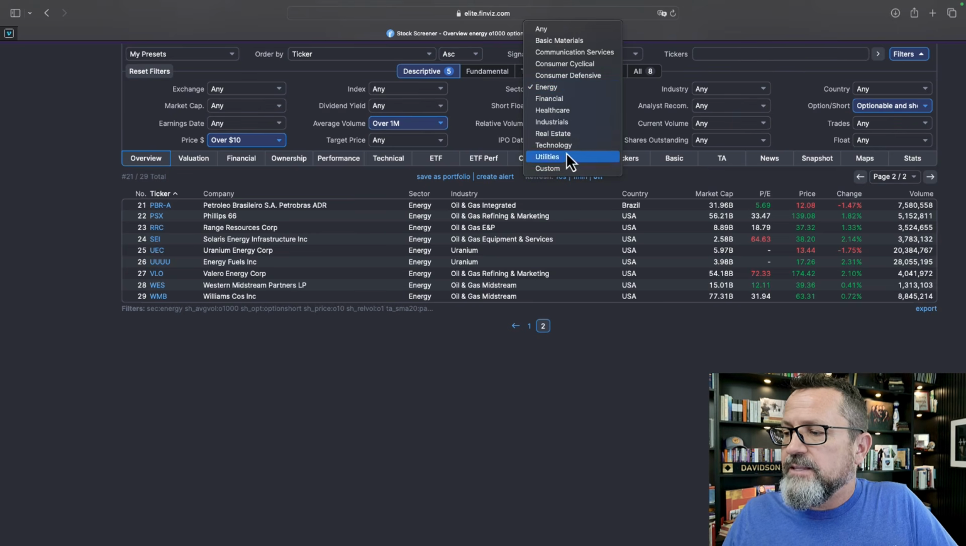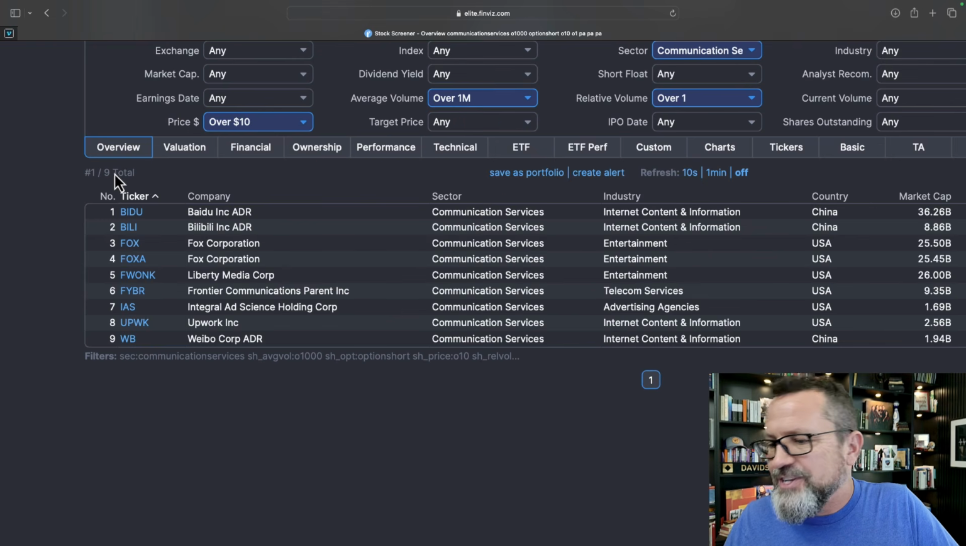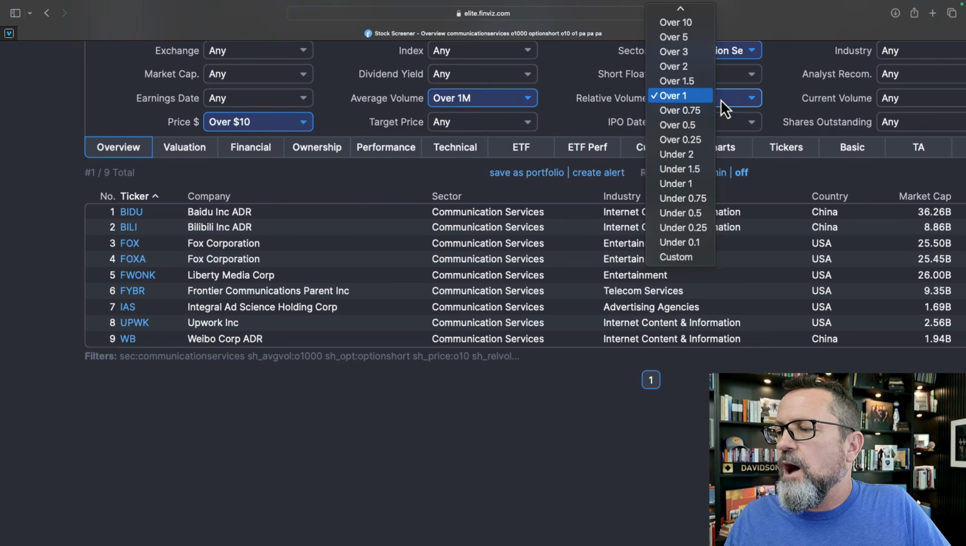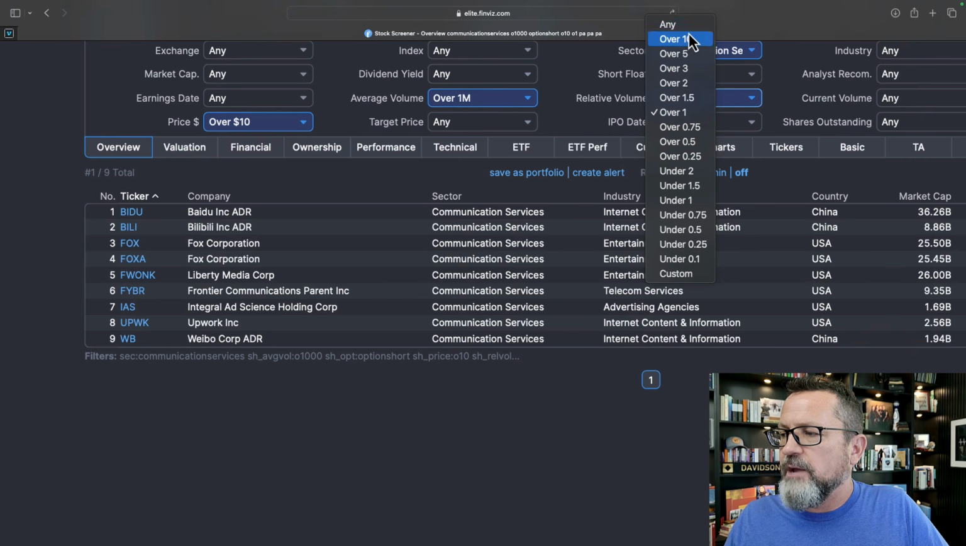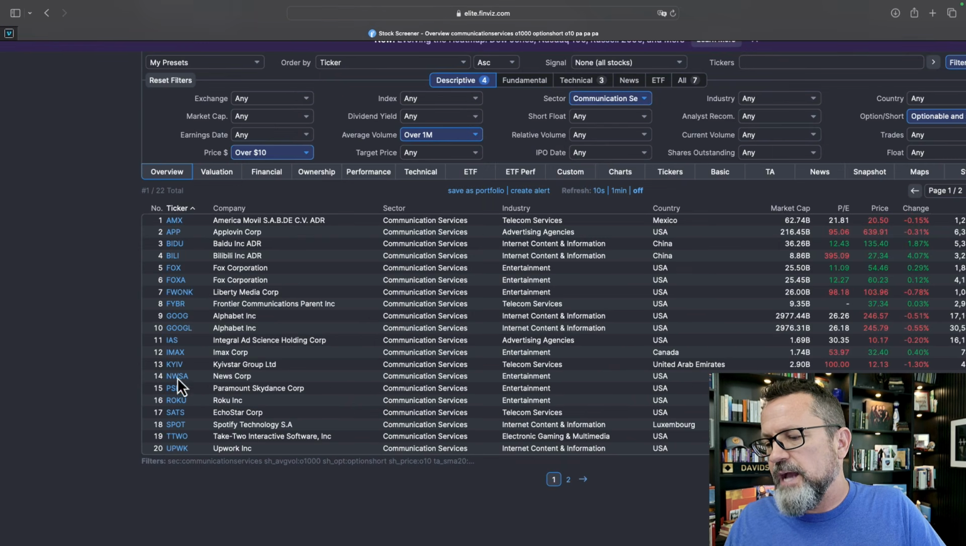Again, if we like technology, we like energy, we could go look at the communication services sector, and we narrowed it down to just 9 candidates. You've got Baidu, Bilibili, Fox, IAS, Upwork, and Weibo Corporation showing up right now. You can pull off some of these filters at any point in time. Like if I take off relative volume, that list is going to expand. You'll see more candidates in that.